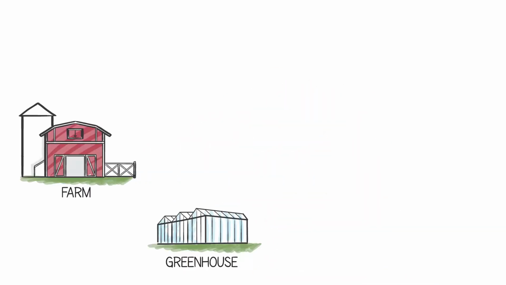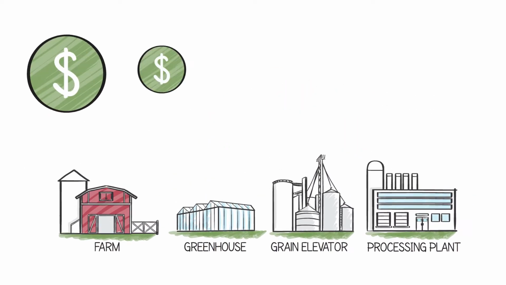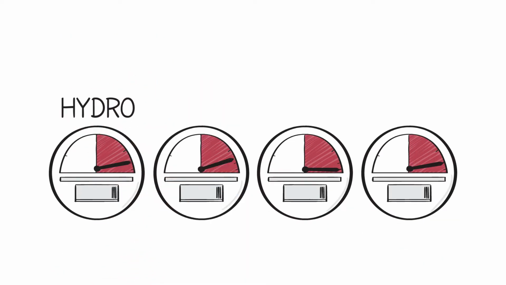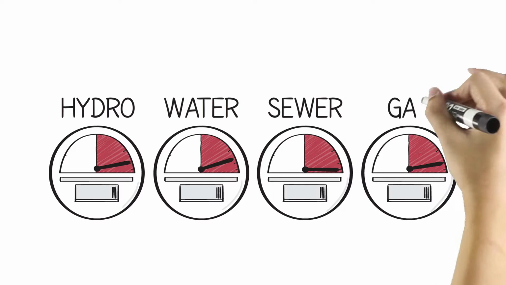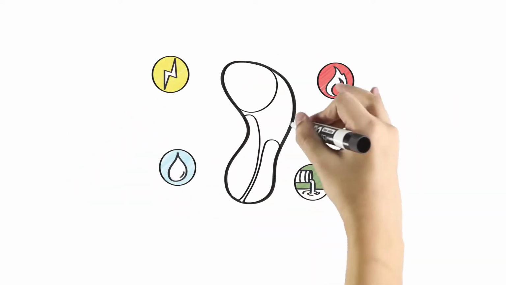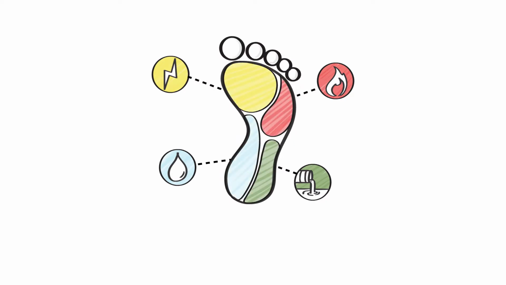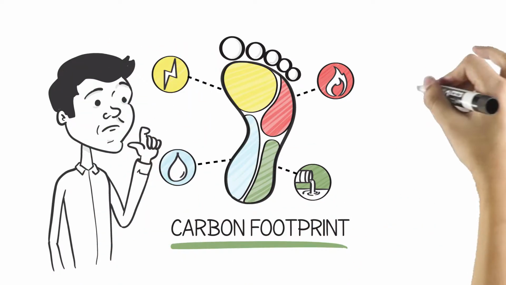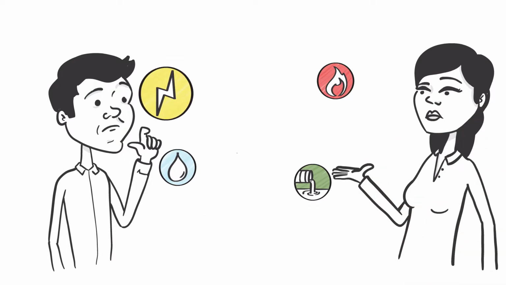From the farm to the processing plant, there are a lot of expenses involved with food production. Utilities such as hydro, water, sewer, and gas can add up quickly. How we use our utilities creates much of the Ontario agri-food sector's overall carbon footprint. Do you know how much carbon your utilities generate?